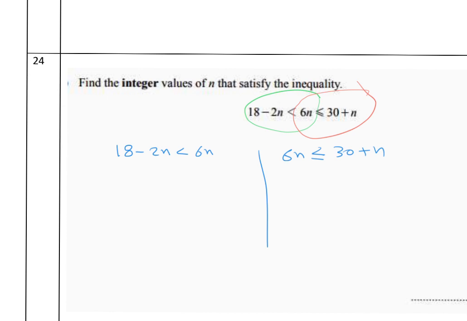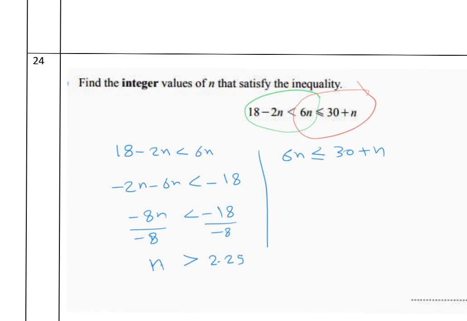Now put n on one side. So you can say negative 2n minus 6n, transferring 6n to the other side, less than negative 18. So negative 8n less than negative 18. Divide by negative 8, divide by negative 8, flip the sign, less than will be more than. So n more than 18 over 8, which is 2.25. Okay. Now this is the solution for the first inequality.